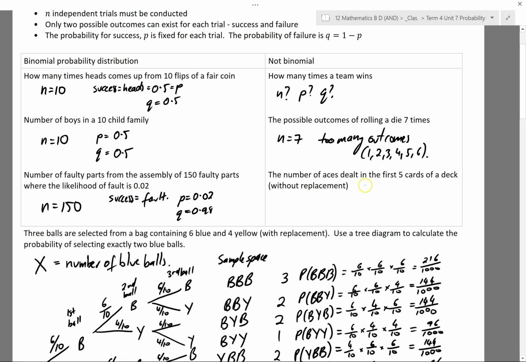Number of aces dealt in the first 5 cards of the deck without replacement. So n equals 5, but the problem I get to is p. So I think, okay, probability of getting an ace, 4 on 52, but it's not fixed for each trial. In the second trial, the probability won't be 4 on 52. It'll either be 3 on 51 or 4 on 51, depending on whether we've got an ace in that first card. Okay, so that's the reason why that's not binomial. But all of these definitely are binomial.